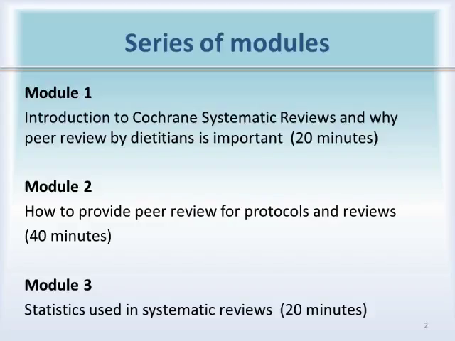There are 3 modules which provide basic and more advanced training on how you, as a dietitian, can provide feedback about Cochrane systematic reviews before they are published. The first module provided an introduction to Cochrane systematic reviews and why peer review is important. This second module will describe how you can provide peer review or feedback. And the third module will offer more information about the statistics typically used in systematic reviews.